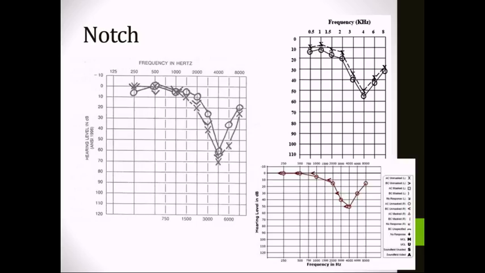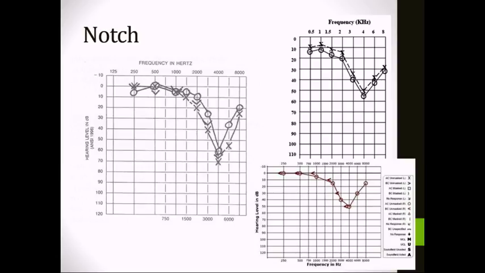And then a notch. A notch looks like this, where you get a slope and the hearing is bad at one frequency or two frequencies, and then it rebounds and gets better. If I look at this one over here on the left, I would describe this hearing loss as normal hearing through 2000 hertz, followed by a moderately severe notch, and recovery to mild hearing loss, or something along those lines.